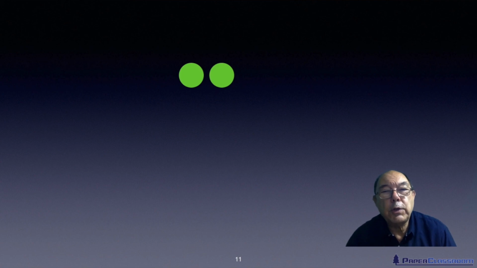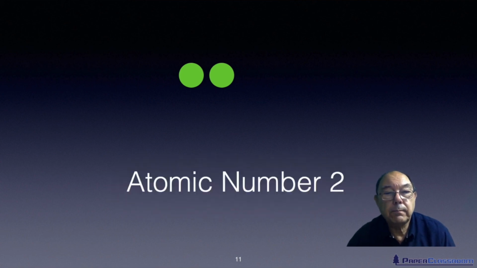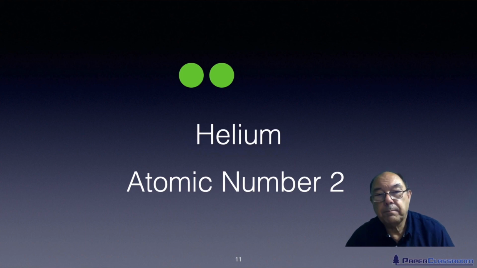Okay, I'll ask you the question again now. Here we have a different atom. This is the number of protons in the nucleus. What's the atomic number of this atom? Correct, it's atomic number 2. And anyone know what element atomic number 2 is? It's helium. Good.